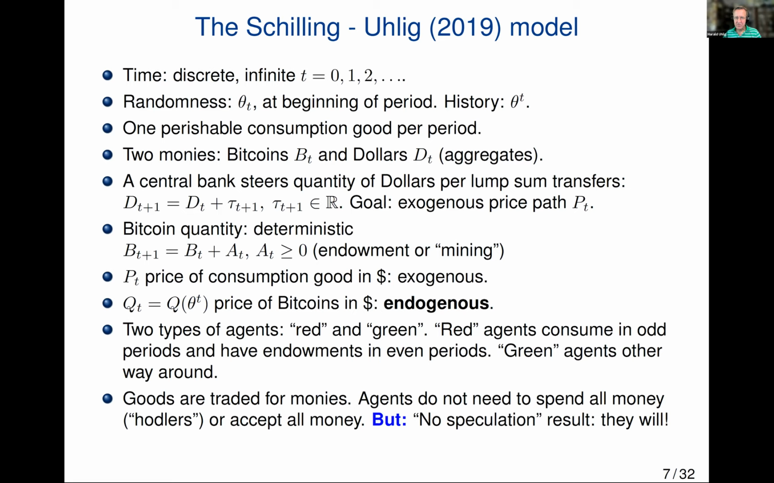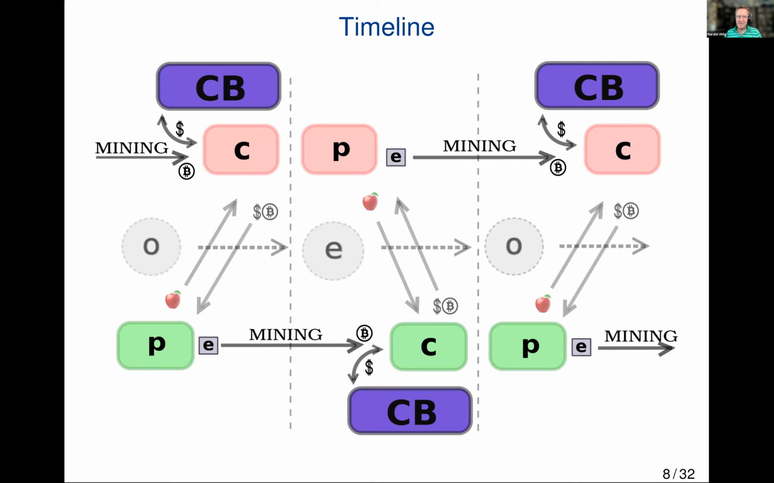And here's a picture, if you like. There are these red agents and the green agents. This is an odd period here. The green agent produces, he has some apple, he sells it to the red agent, who consumes it.